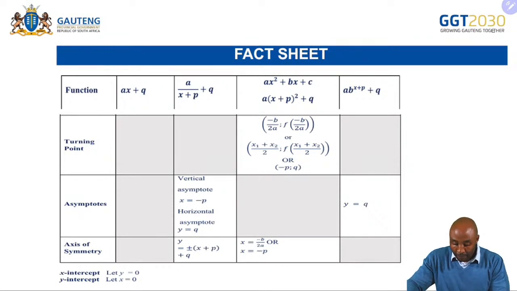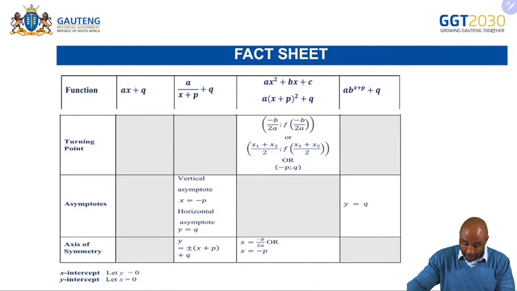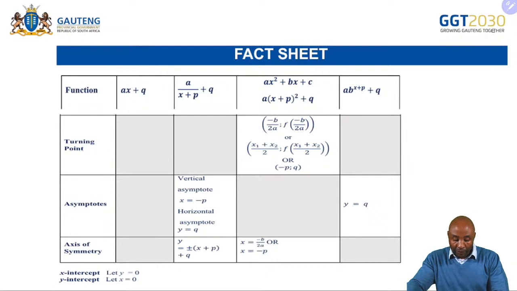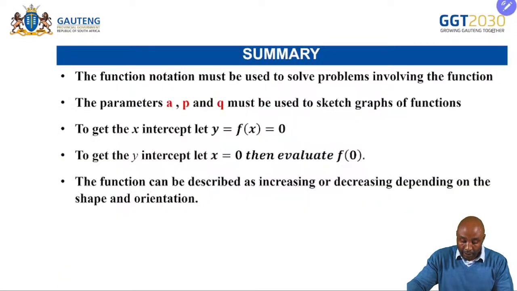Our parabola has a turning point and we are able to get the coordinates of the turning point as given there. And it has no asymptotes, and we know that the equation of the axis of symmetry is either given by negative b over 2a or by x is equal to negative p, and then the exponential function only has a horizontal asymptote. To get our x-intercept, we let our y be 0 or our f of x or g of x be 0, and to get our y-intercept, we let our x be 0.